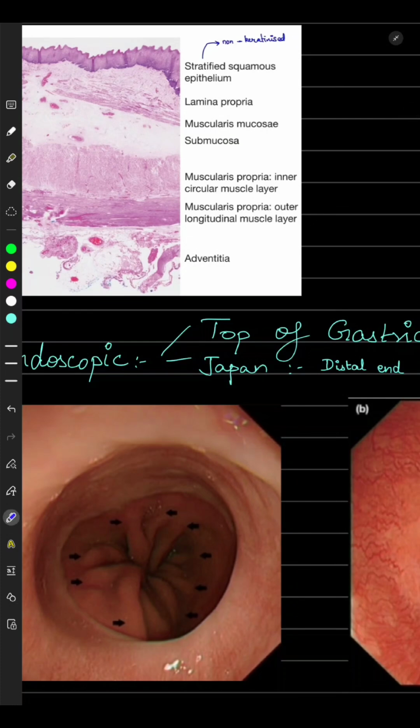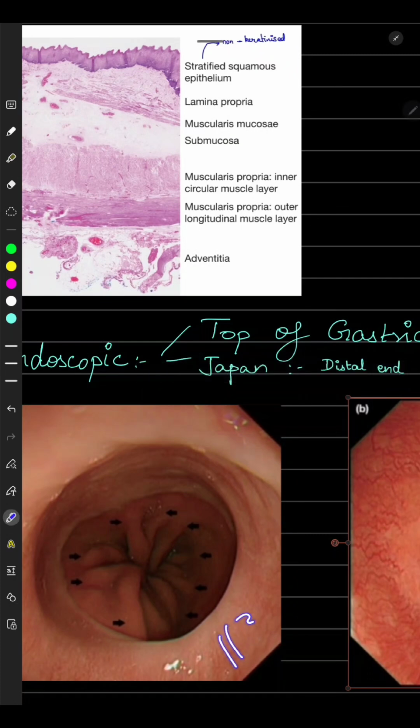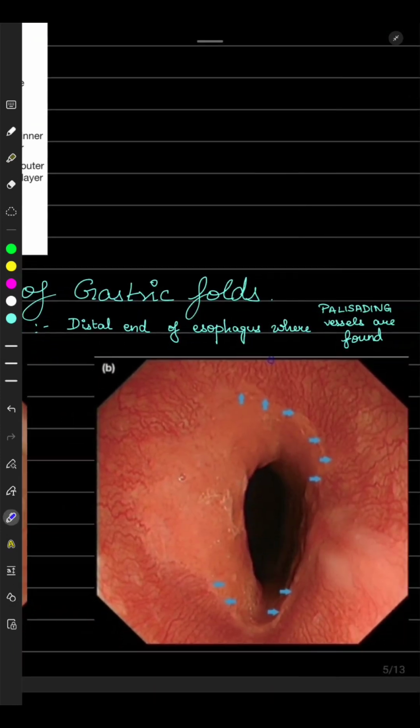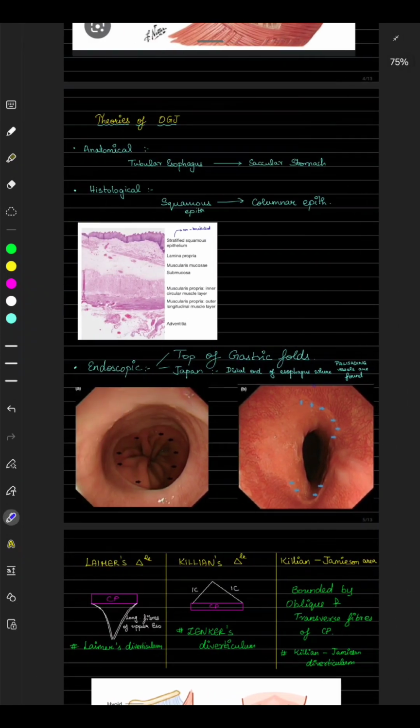Now, what did Japan say? Japan said that, like you see here itself, you can see some palisading vessels here. I'll remove it. You can see here, palisading vessels. So the Japanese people said that the distal end of the esophagus is where the palisading vessels are found. So you see the palisading vessels are found here, near this is what the gastroesophageal junction is. So that's what the Japanese theory was. And so these are the four theories of where the gastroesophageal junction is. So that's it. And that's again a theory part.